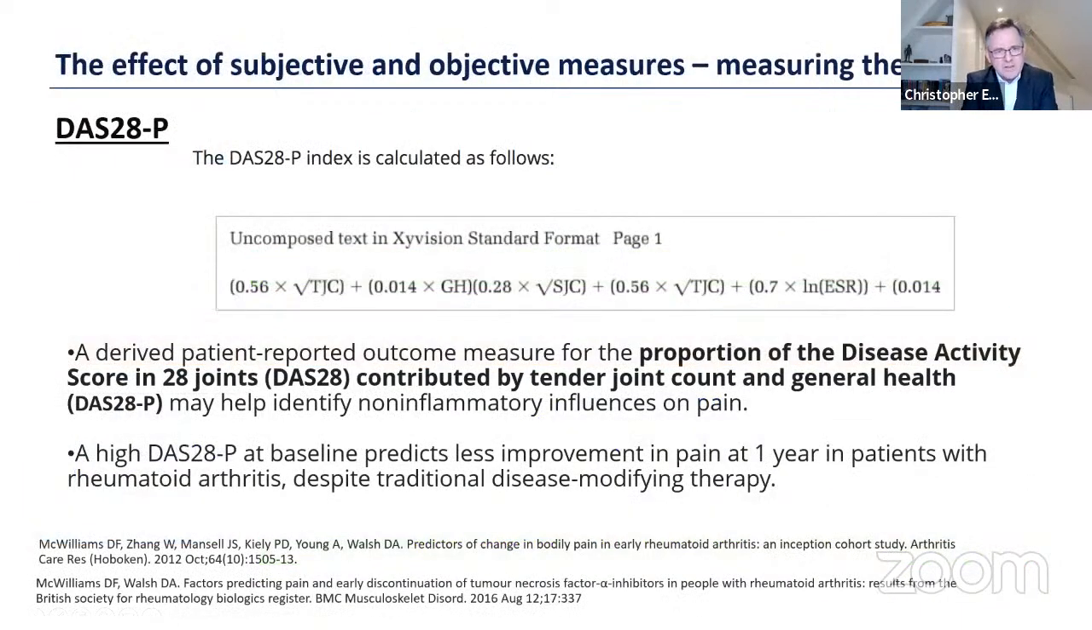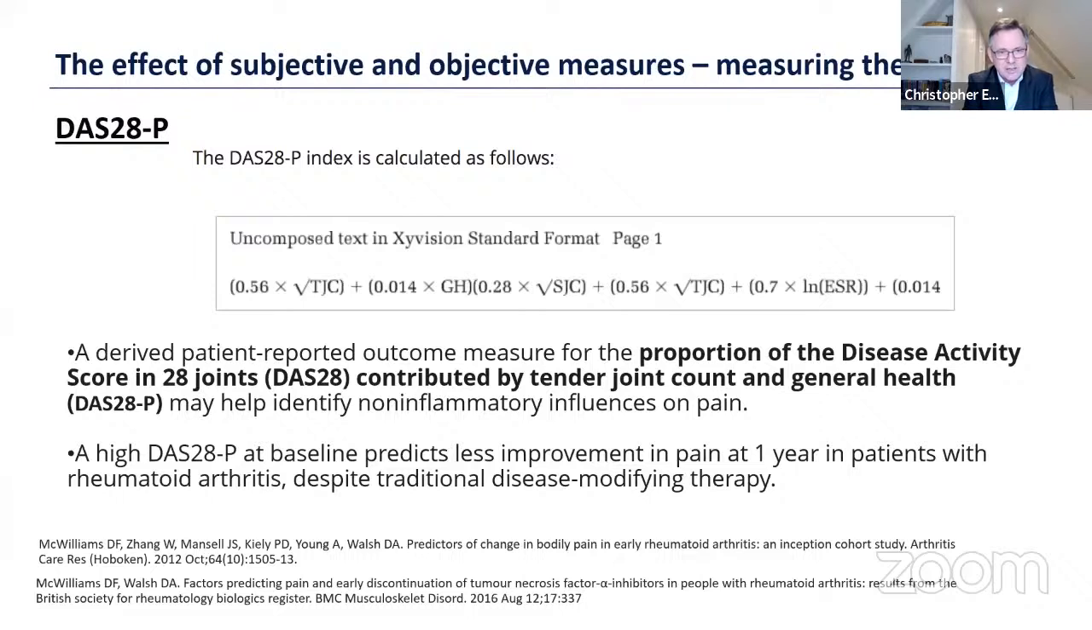And this is the second of David Walsh's slides. This is something we've been playing with in some of the studies we've been looking at in our biological database and some of the tapering work that we've been thinking about. And this is this concept of a DAS28 pain. There's a terrible looking equation there that you can look at.